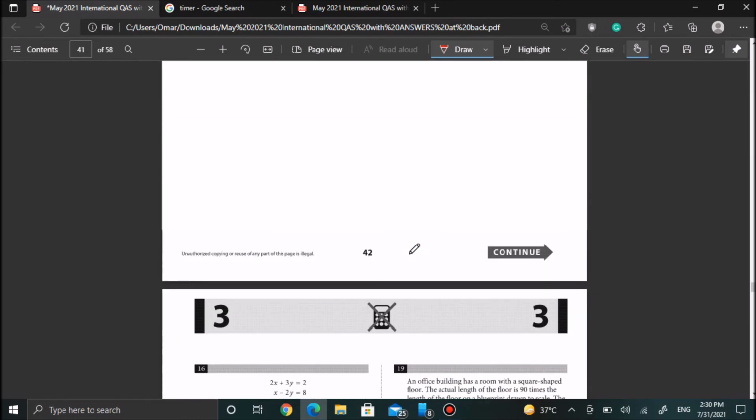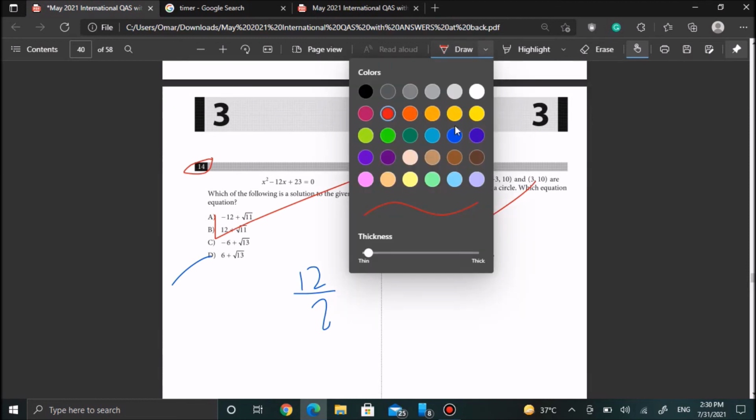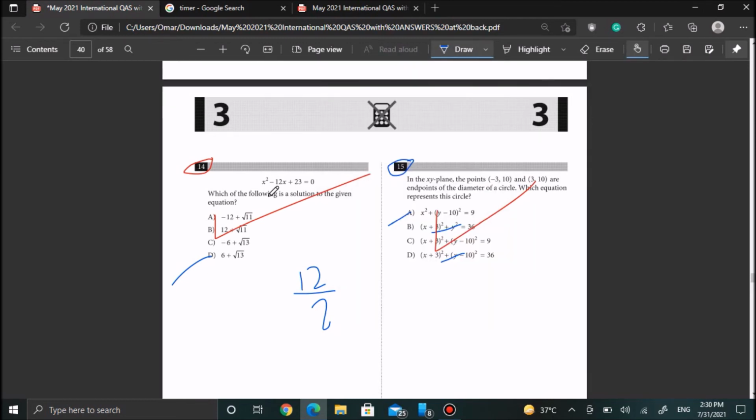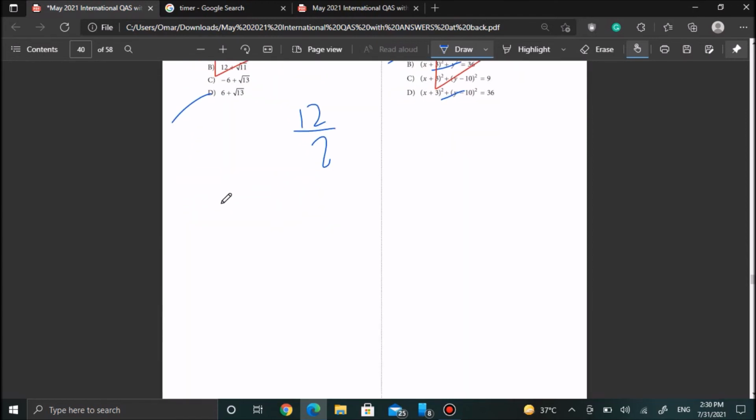Okay, let's get to these two questions I told you about. Let's go to question number 14 first. What's wrong with question number 14? Let me tell you. So when you have a quadratic equation, there is the quadratic formula, which you know about, which is of course negative b plus or minus the square root of b squared minus 4ac over 2a. It's pretty standard. If you don't know it, then I urge you to know it. It's super important.